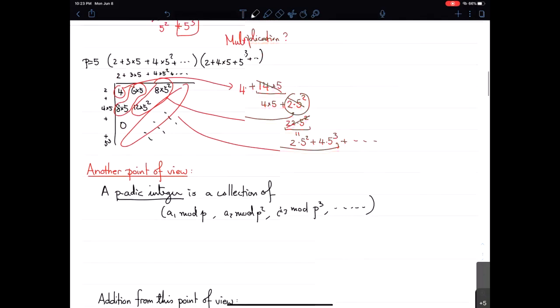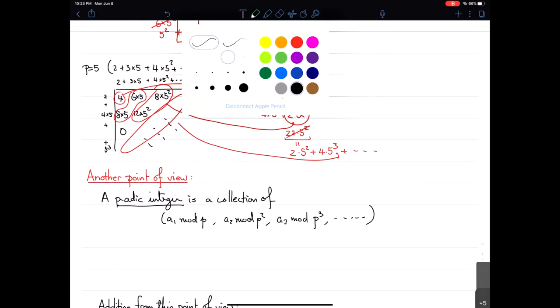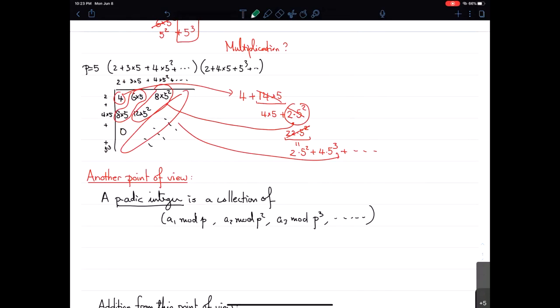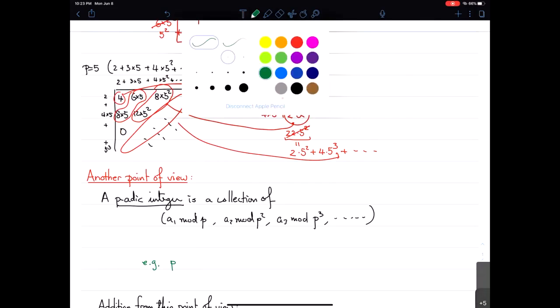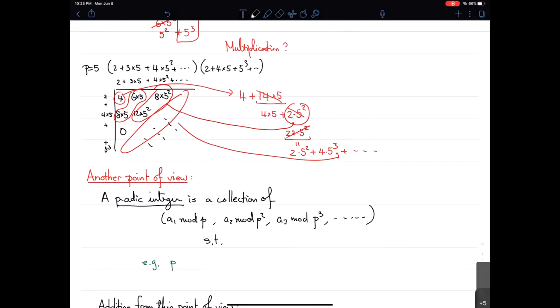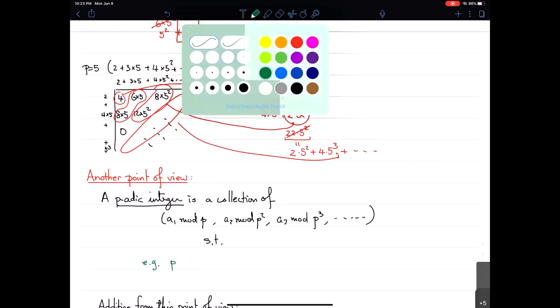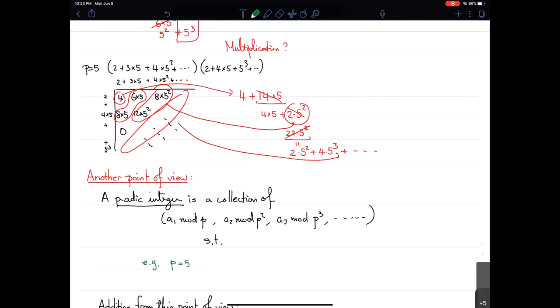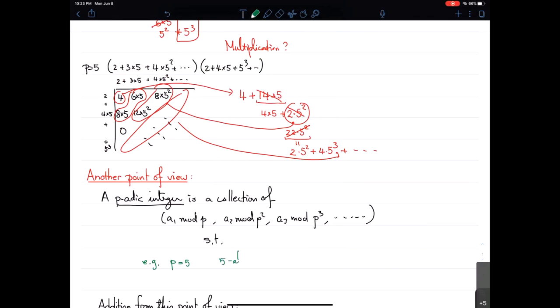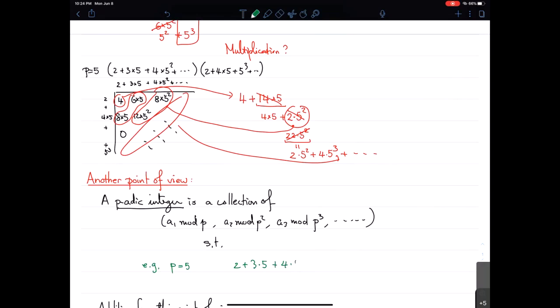Before giving the conditions, let me give an example of why this is the same as the powers that I wrote down earlier. There's a condition here, but before giving it, let me say how they correspond. So if p equals 5, I have a 5-adic number. Let's write it down with this, to say this is plus 4 times 5 squared plus so on and so forth.